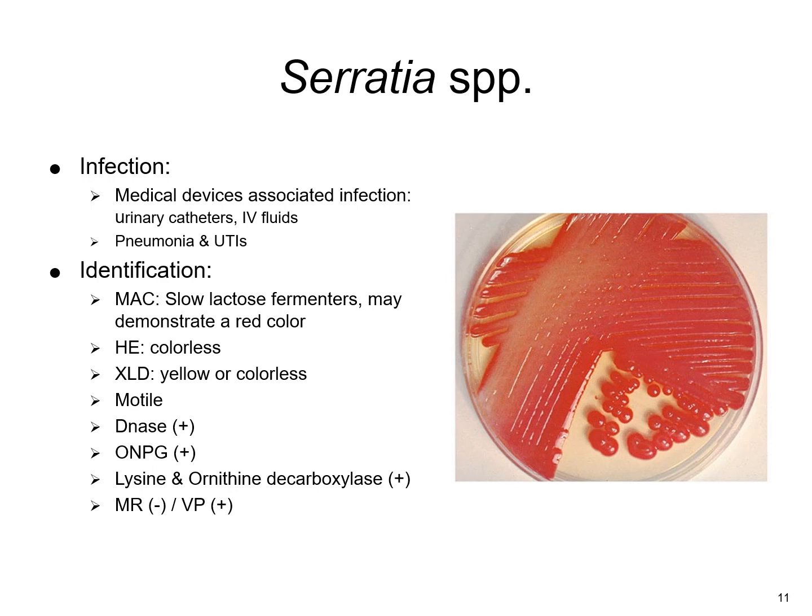If these organisms were plated on HE or XLD agar, they would be colorless, or on the XLD, they may also have a yellow tint to them. These organisms are motile, and they are DNase positive, ONPG positive, and if you were to do the decarboxylase test, they would be positive for lysine and ornithine. They are MR negative and VP positive.